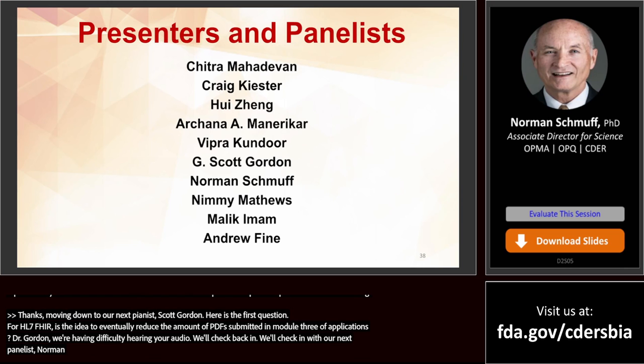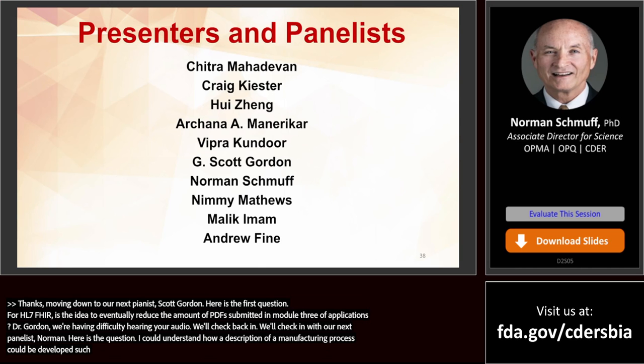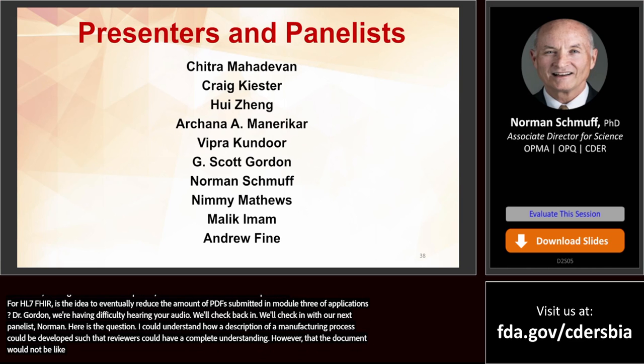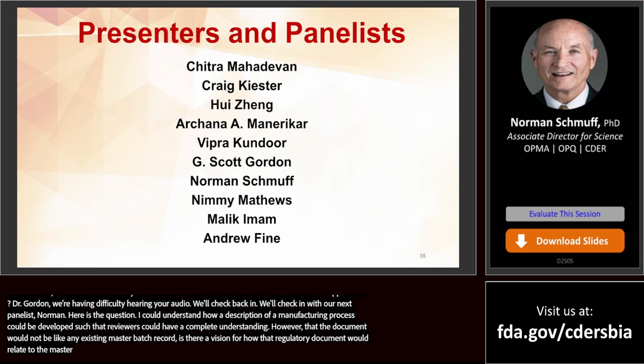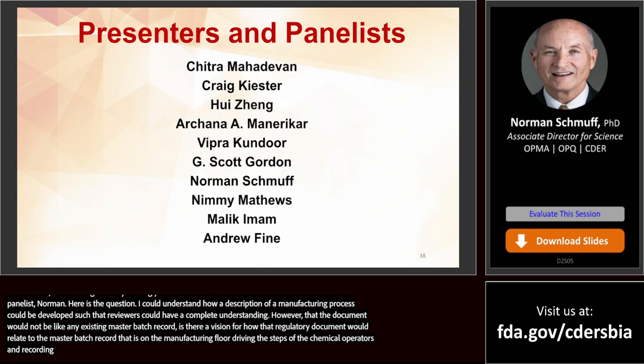It's a little bit longer, so I'll try to read it slowly. I could understand how a description of a manufacturing process could be developed such that reviewers can have a complete understanding. However, that document would not be like any existing master batch record. Is there a vision for how that regulatory document would relate to the master batch record that is on the manufacturing floor, driving the steps of the chemical operators and recording the relevant information in the executed batch record?